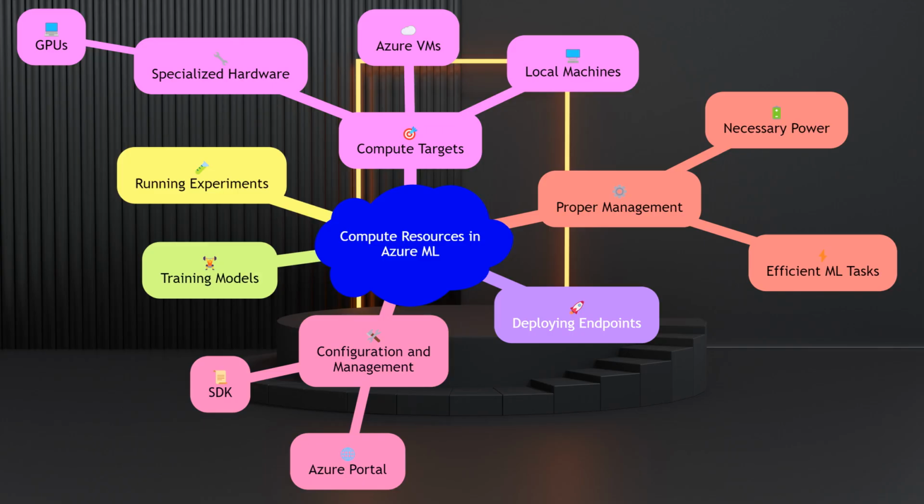Compute resources in Azure ML are essential for running experiments, training models, and deploying endpoints. Azure ML supports various compute targets, including local machines, Azure VMs, and specialized hardware like GPUs. You can configure and manage these resources through the Azure portal or the SDK. Proper management of compute resources ensures that you have the necessary power to handle your machine learning tasks efficiently.